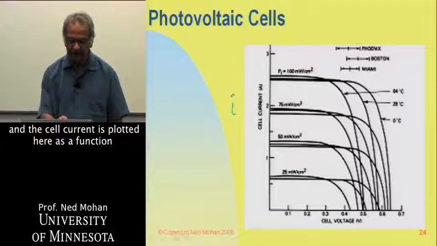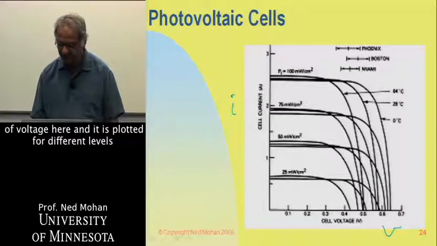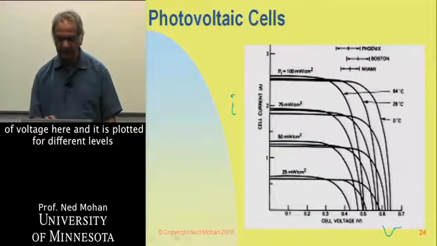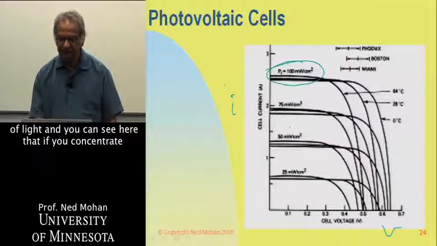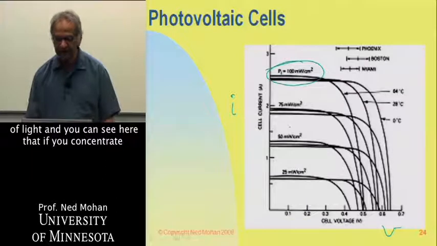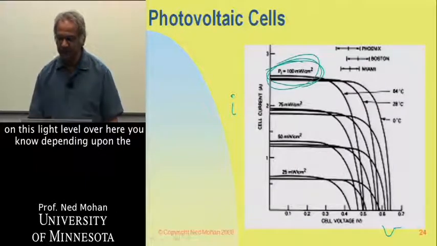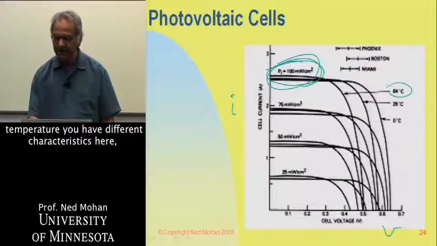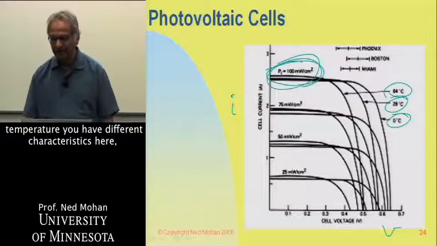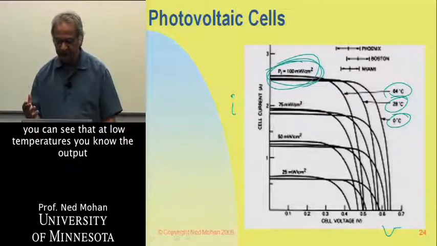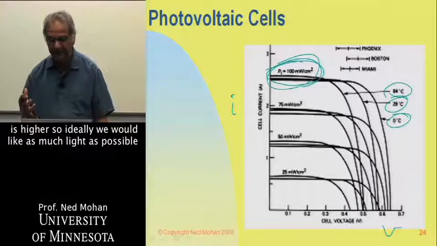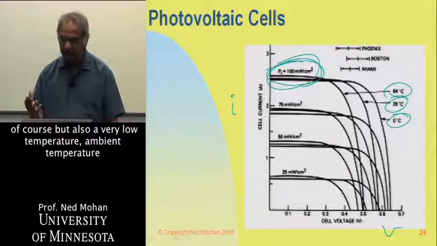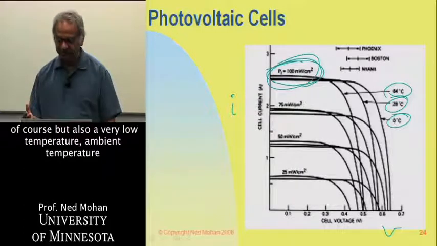The cell current is plotted here as a function of voltage, and it is plotted for different levels of light. And you can see here that if you concentrate on this light level over here, depending upon the temperature, you have different characteristics. At low temperatures, the output is higher. So ideally, we would like as much light as possible, of course, but also a very low ambient temperature.